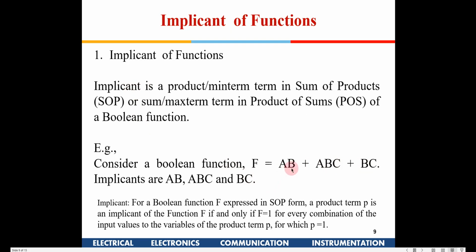Implicant means for that particular combination, the output will be 1. Like AB is an implicant of the function. AB is an implicant means when A is equal to 1 and B is equal to 1, F has to be 1. So this is known as the implicant. For this particular function, there are three implicants.